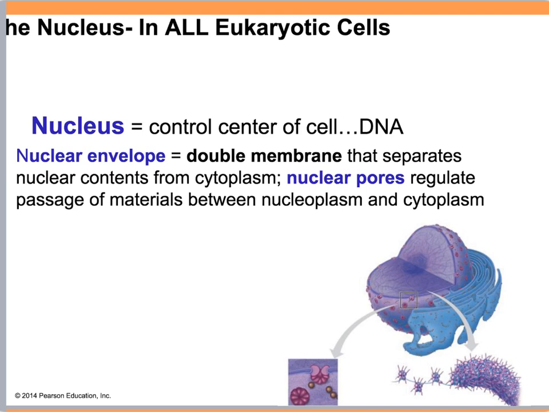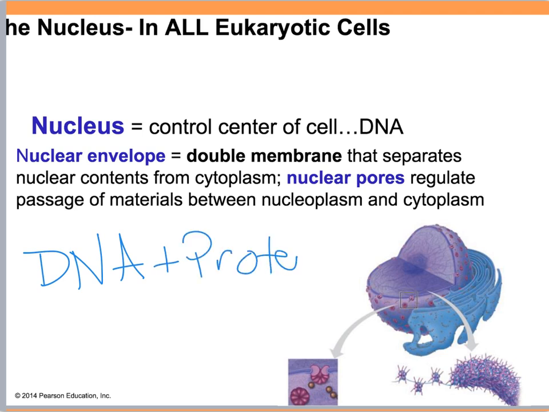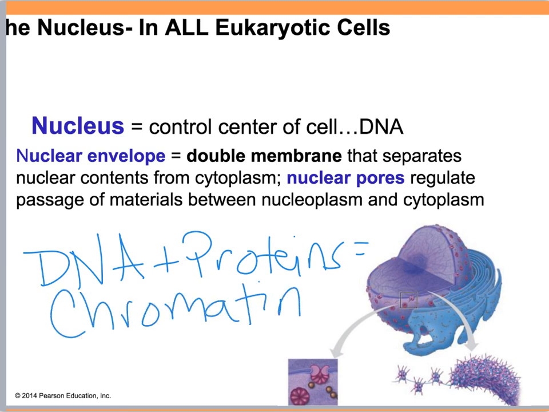The nucleus is the first one we're going to talk about because it's so important. It really is the control center of the cell. It's where all the DNA is located. DNA, which, as we already know, is a nucleic acid, it's a double-stranded piece of DNA, is associated with some proteins in the nucleus. And together, the DNA plus proteins makes up something called chromatin. So the DNA is associated with proteins, and together they make up chromatin.